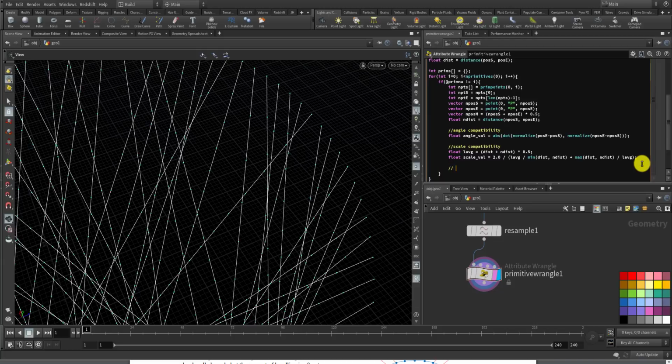Now, next one, position compatibility. What you want to calculate is the distance between two lines compared to the average distance. You can calculate it by using the same average length between two lines and dividing it by the average length plus the distance between the position M and N position M.